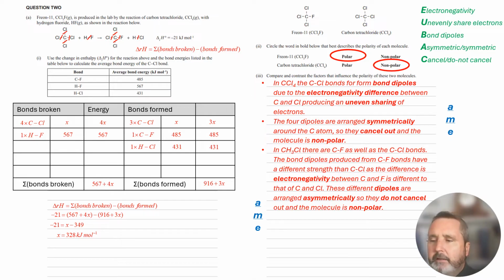To get a merit, you need to go beyond just saying that they're symmetrical or non-symmetrical. You need to link the symmetry to the cancelling out, or the asymmetry to not cancelling out. To get the excellence here, you really need to pick apart that the carbon chloride bond is a different strength bond dipole than the carbon fluoride, and that's what makes this molecule asymmetric even though it is tetrahedral. So doing both of these well has really got you to the point where you're guaranteed to get an excellence in this question. Let's move on.